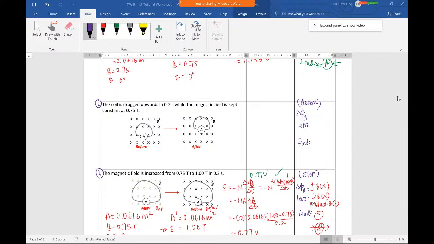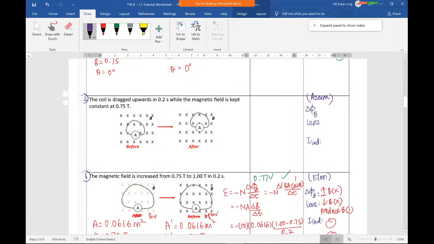Okay, so let's do question 2 together. The coil is dragged upwards in 0.2 seconds while the magnetic field is kept constant. So, what is your answer? Anyone would like to volunteer? Anyone?